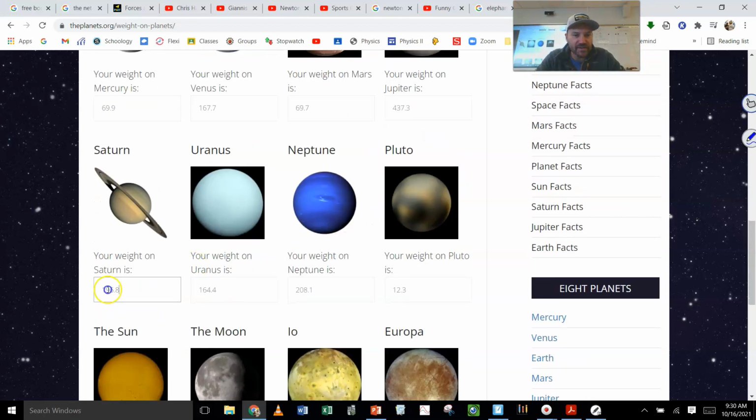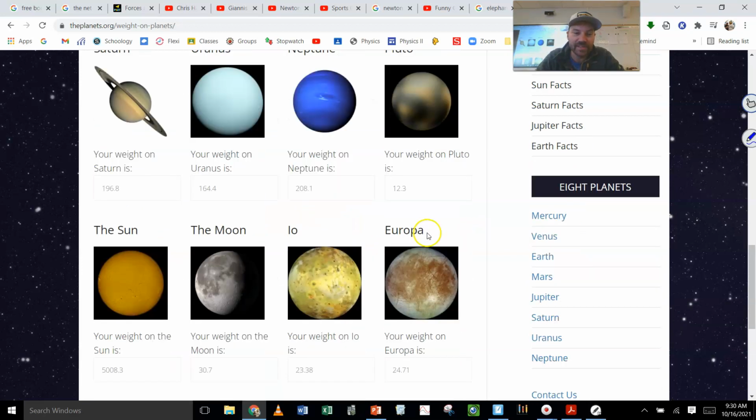And you can see Saturn, I weigh a little more. Uranus, a little bit less. Even though Uranus is really big, it doesn't have a lot of mass there. Neptune, and then Pluto. I only weigh 12 pounds on Pluto. Imagine me on the surface jumping with my same ability, but only weighing 12 pounds. I probably could set the high jump record on Earth pretty easily.